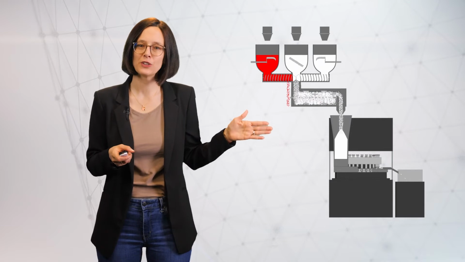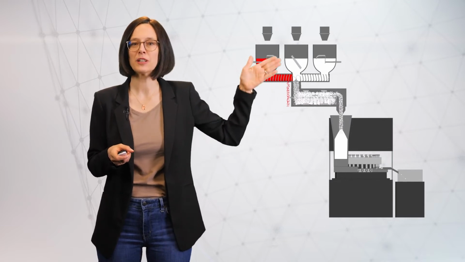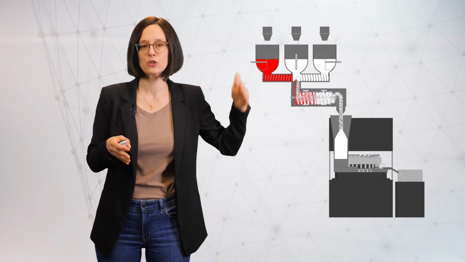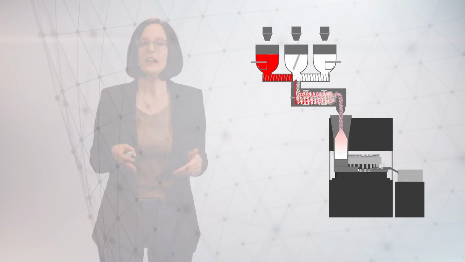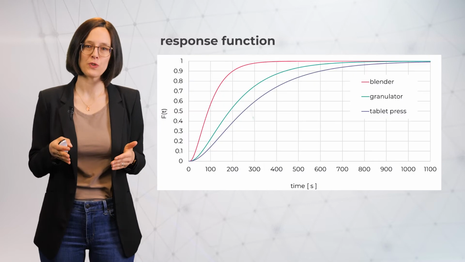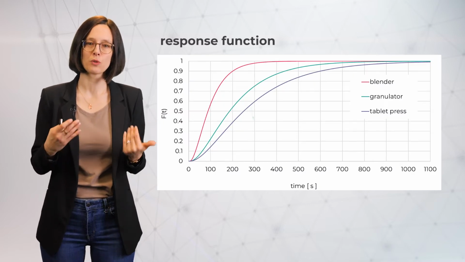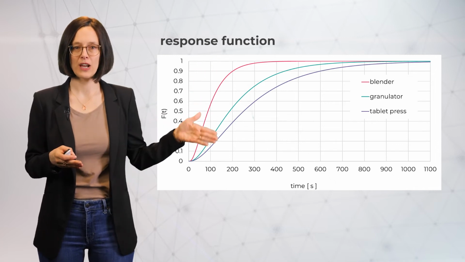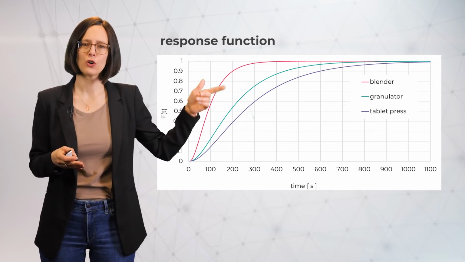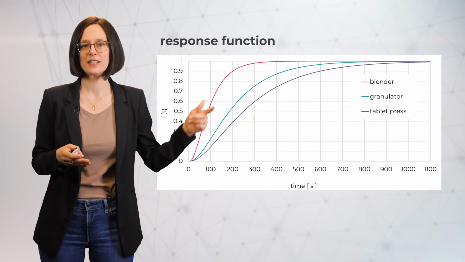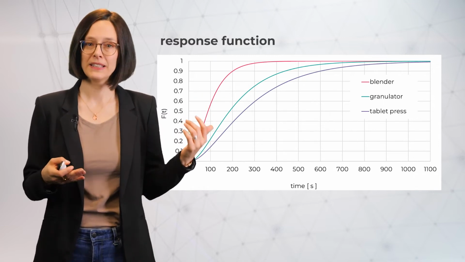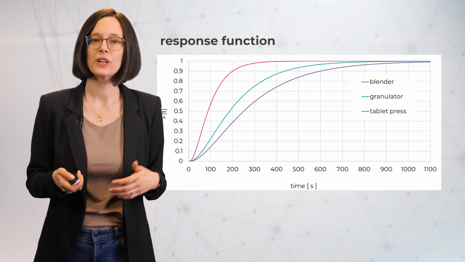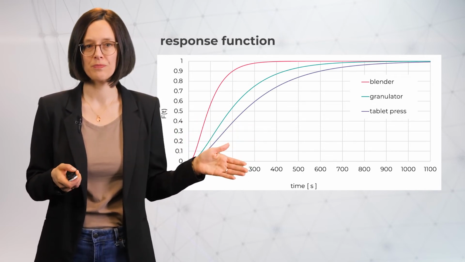Here you see the feeders are running, the material being discarded, and then, at once, the tracer goes into the system. The corresponding response function is the cumulative distribution function F of t. You see that here in this graph. I depicted the curves for the blender, granulator and tablet press. Depending on the mixing in the equipment, stagnant flow zones, etc., you get different shapes for these curves.